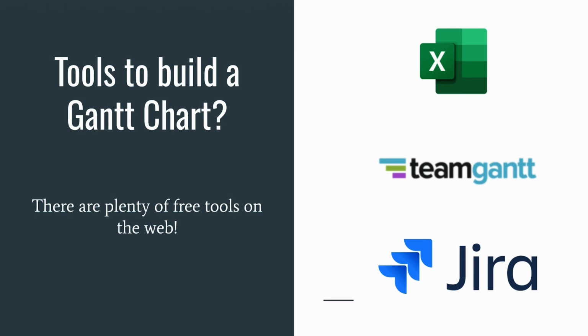Team Gantt is a specifically designed tool to make the creation process easy. There's a free version available that creates charts similar to Figure 4 from the previous slide. Jira is a powerful tool for project management where all the group members can join a team and see all the various tasks. In Jira, you can create a roadmap which can be set up like a Gantt chart.